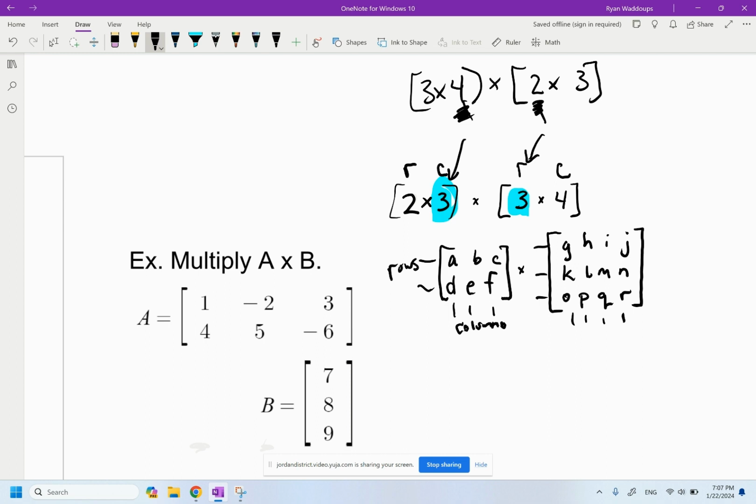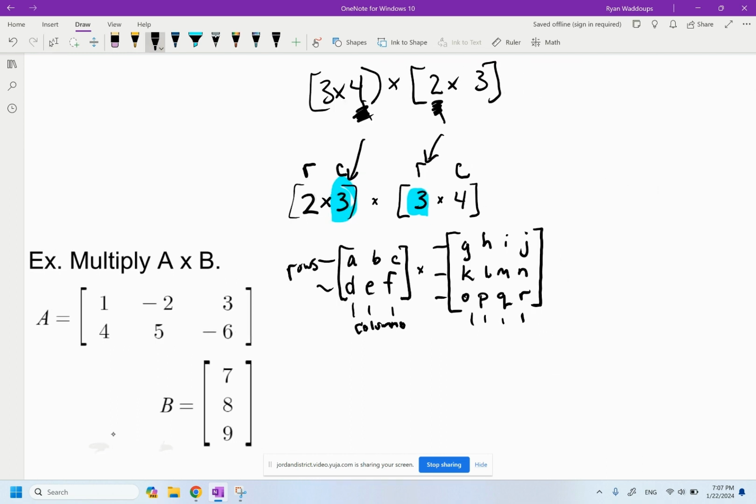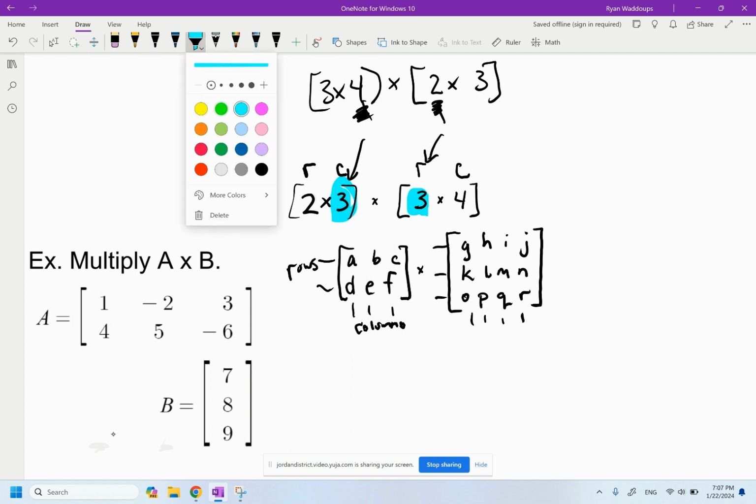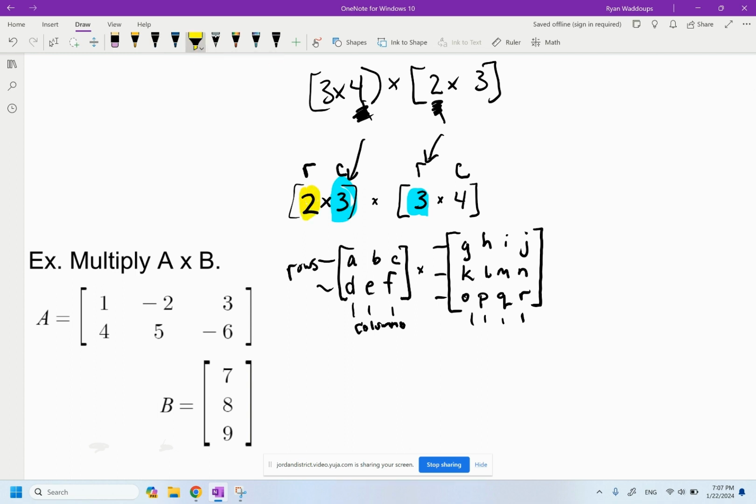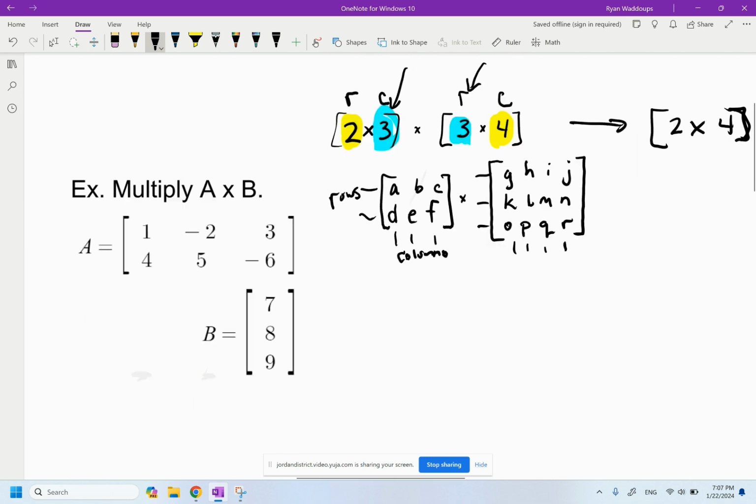And when we were finished with this multiplication, we would have a 2 by 4 matrix. The result would be a 2 by 4 matrix with 2 rows and 4 columns. And so that's kind of how this works. So let's go back over here.